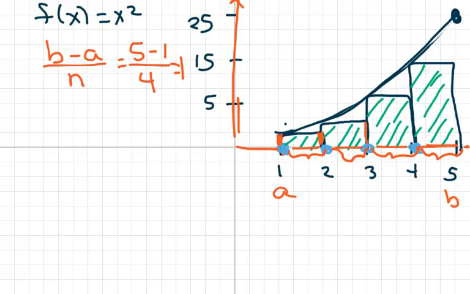So if I go back and look at this, I found the height here to be 1, here to be 4, here to be 9, and here to be 16. So all I was doing is finding the area of each of these rectangles and adding them up, and that approximates the area.